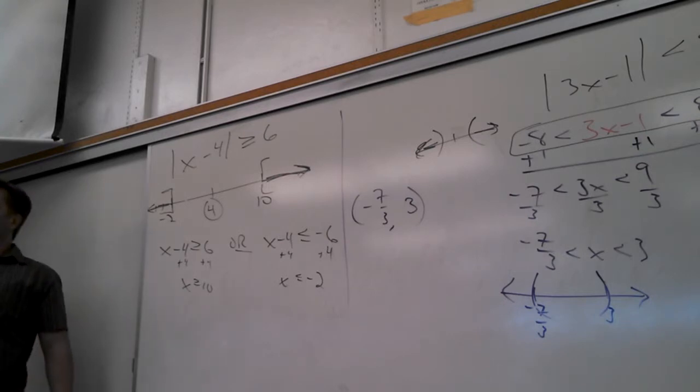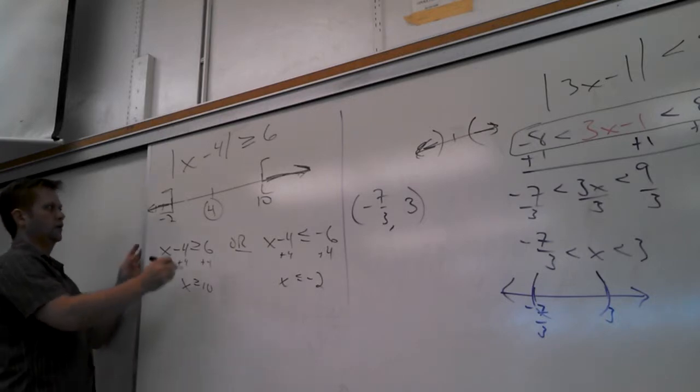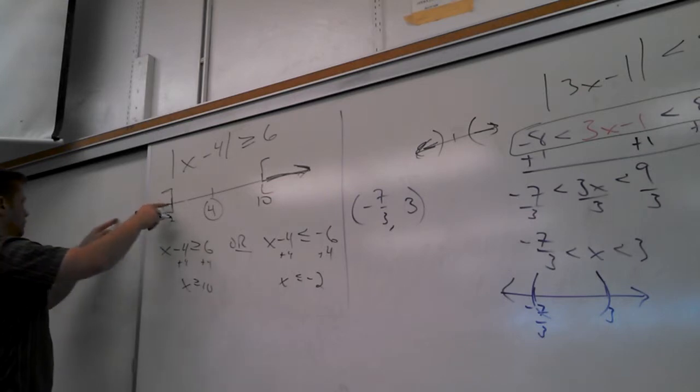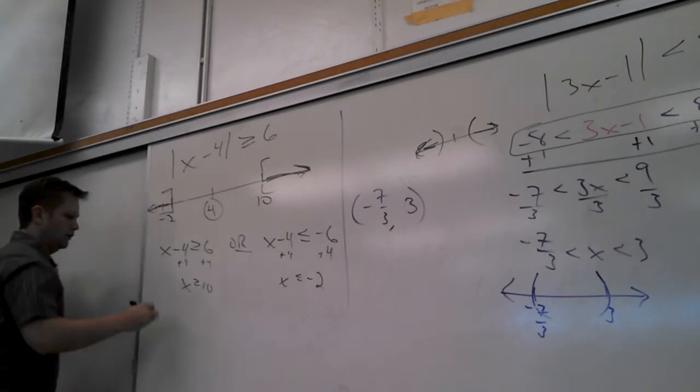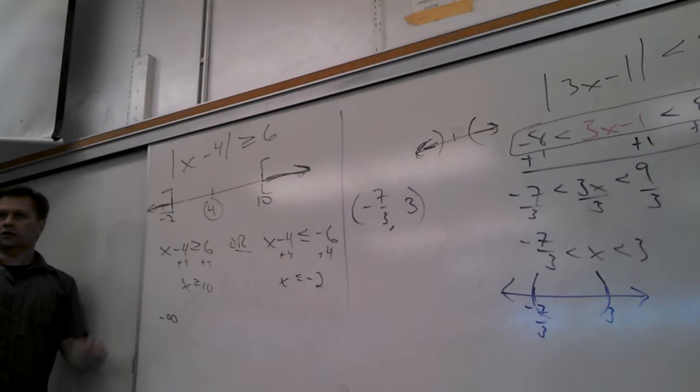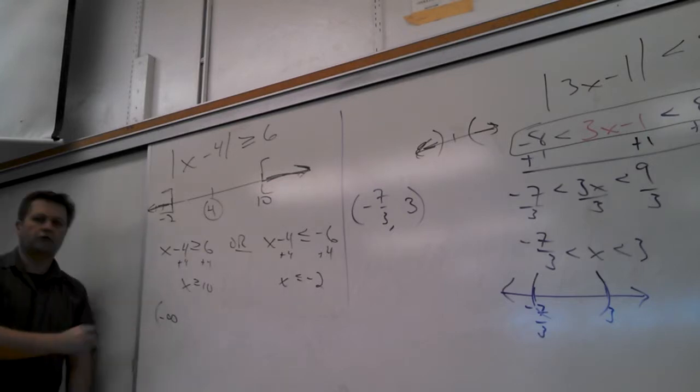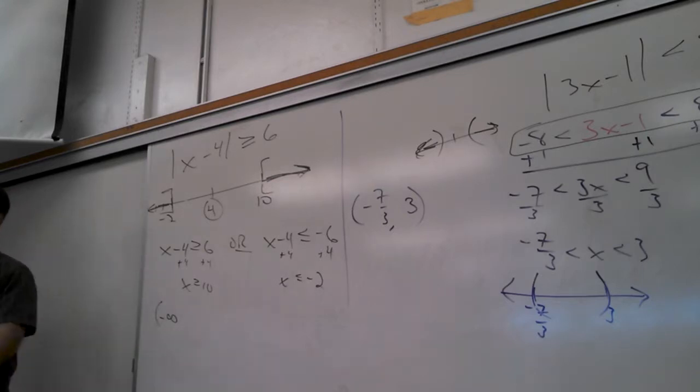Now the exciting part of this is, how do you write this in interval notation? The bracket's got to be here, but what's the lowest this could be? Negative infinity. Negative infinity. Bracket. Now here's the thing. Can you get to infinity? Oh no, it's always a parenthesis on infinity. If you put a bracket, that means you got to infinity.